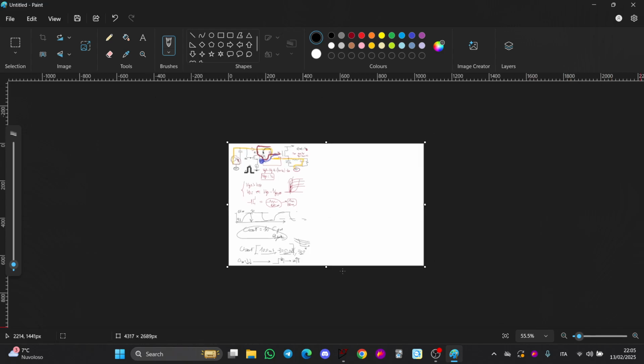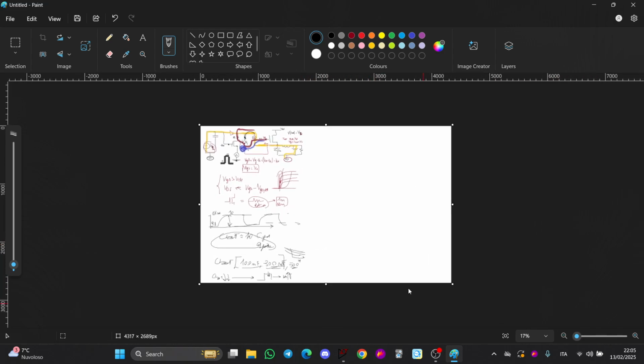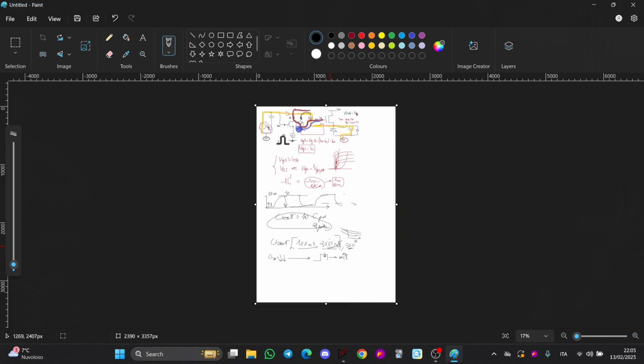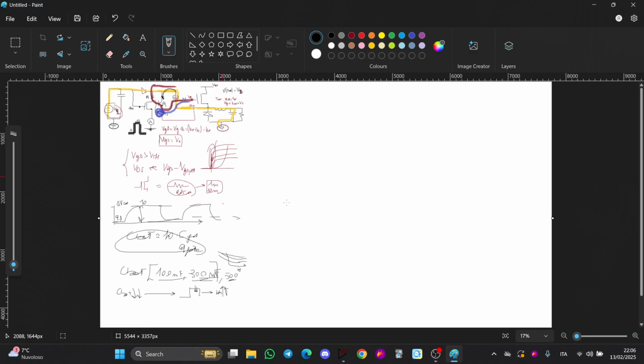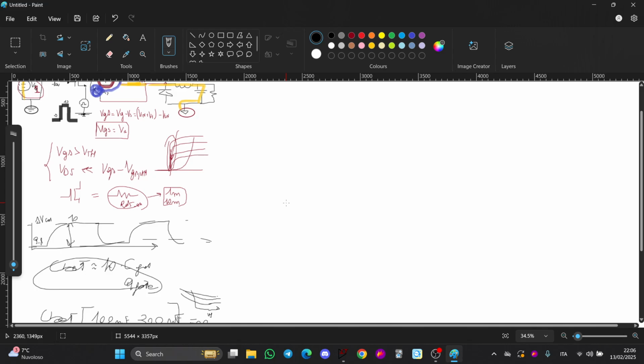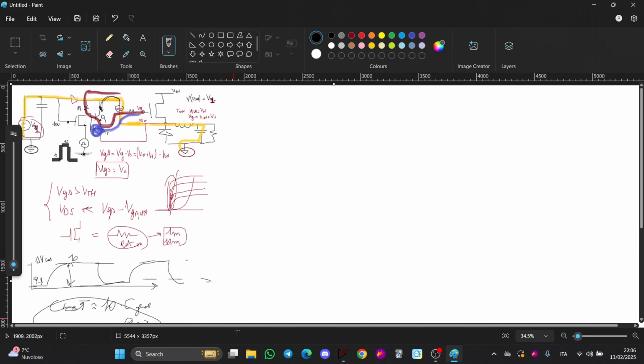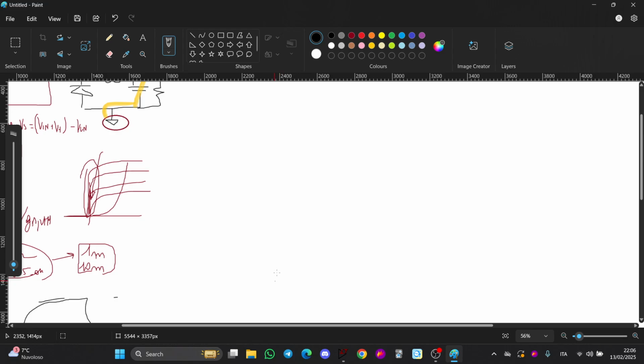Guys, what is this? What is this paint? I hate Windows 11 so much. Paint was so beautiful. It is lagging everywhere. Sorry for that. Coming back to the power electronics.